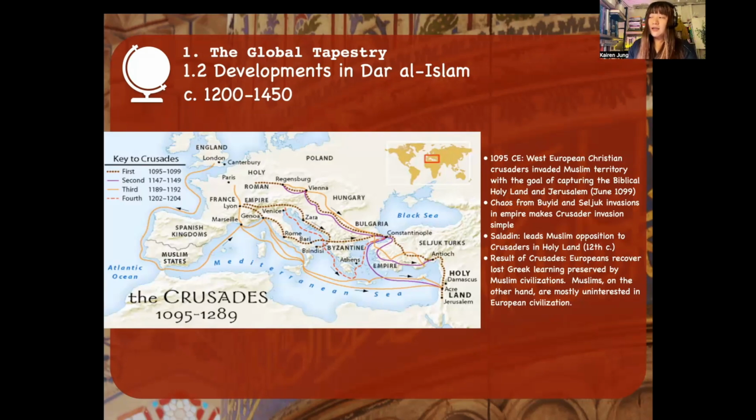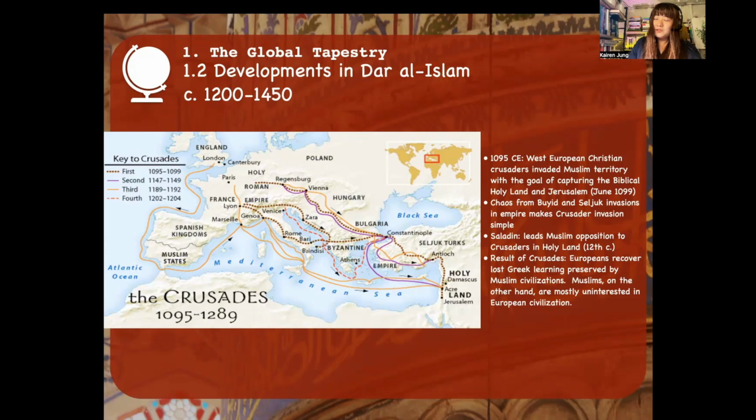They were so Christian that they renounced all of their former pagan myths and their pagan gods and their pagan philosophers and their pagan science, and they didn't want to have anything to do with anything other than the Christian faith, and they had a very dogmatized, very simplified idea of what it meant to be devoted to their Christian God. They wanted Jerusalem. They wanted the Holy Land of the Scripture. There was a lot of chaos from the Buyid and Seljuk invasions at the time in the empire, and that made the Crusader invasion simpler than it would otherwise have been.